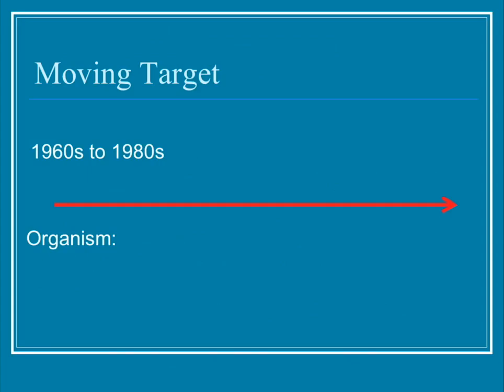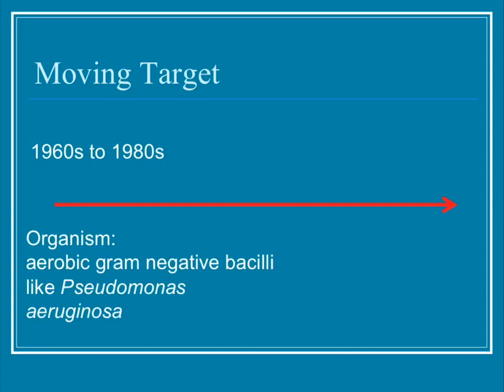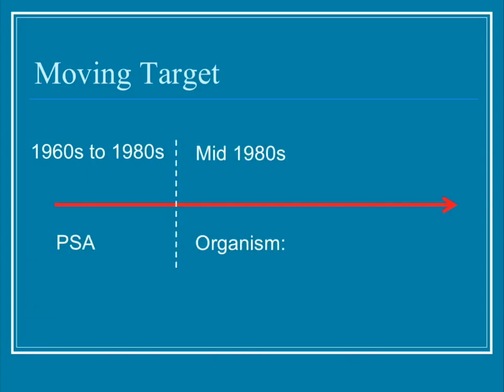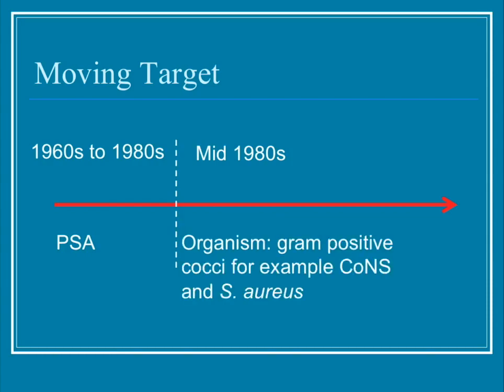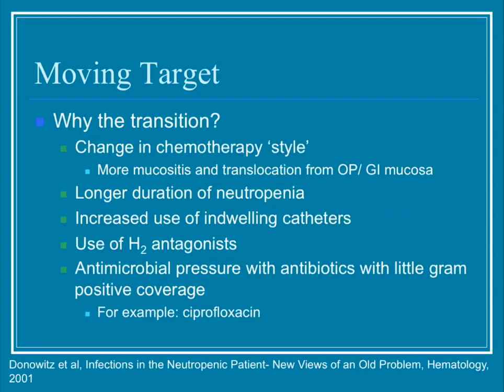Way back when, in the 1960s and the 1980s, our original problem was all about Pseudomonas. But then unfortunately things changed in the 1980s and we started having a lot more gram-positives. You could ask, why did this happen? Well, a lot of things changed in that time period, and it was about the more aggressive, invasive type of chemo, so you would have more mucositis and longer neutropenia. We were using more aggressive indwelling catheters, H2 antagonists, and of course, antibiotic pressure.